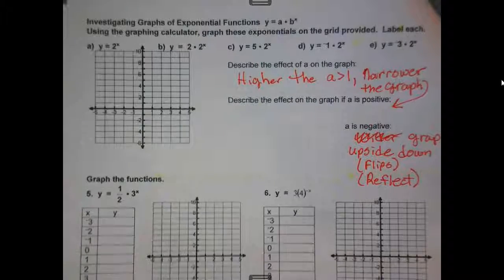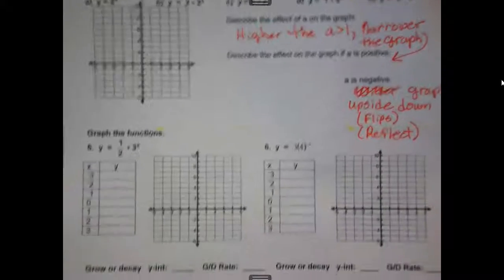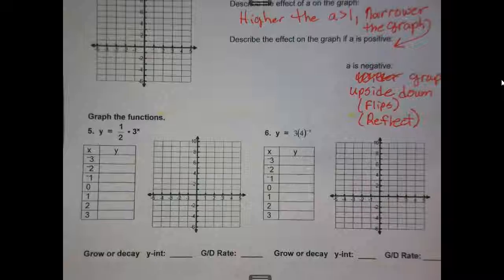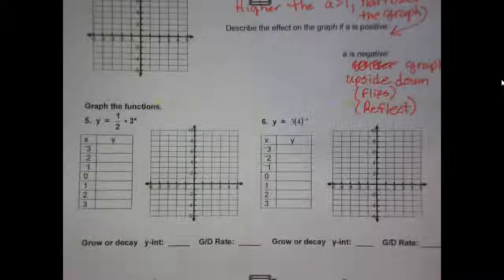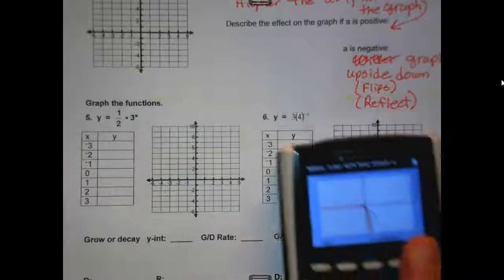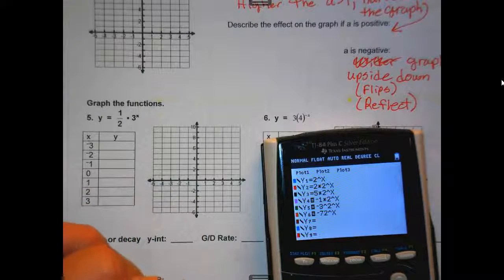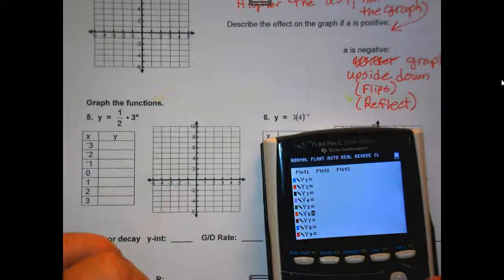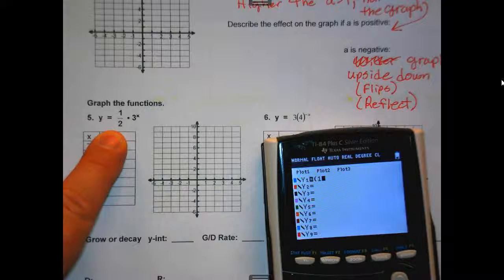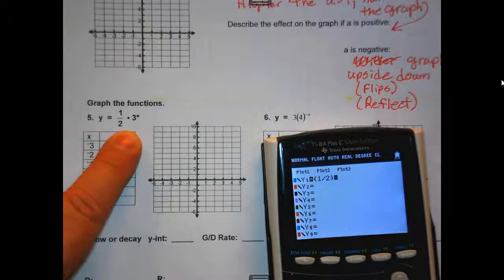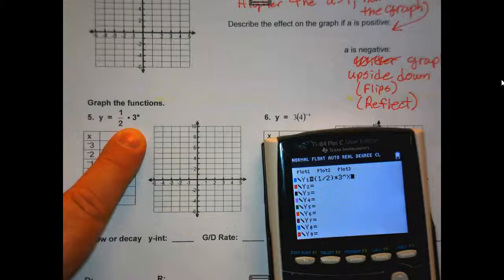It's not going to work. All right. Let's do number 5 real quick. I'm going to clear these out, and we'll put in 1/2 times 3 raised to the x.